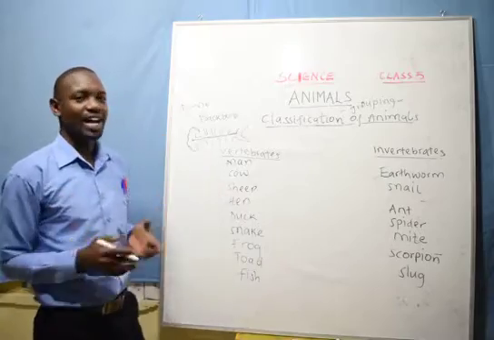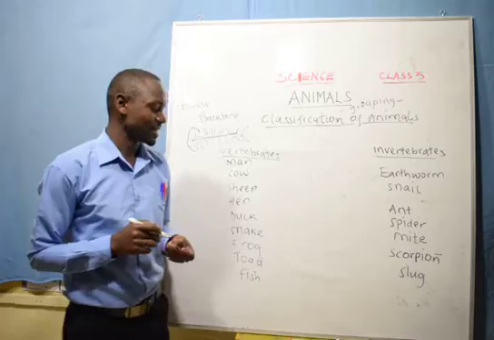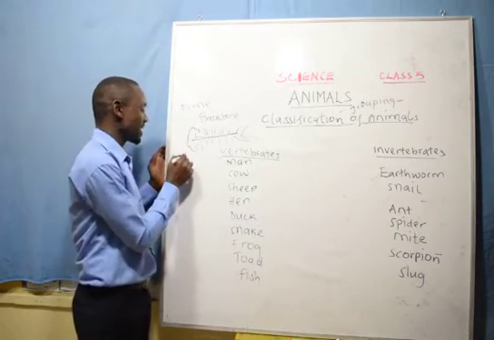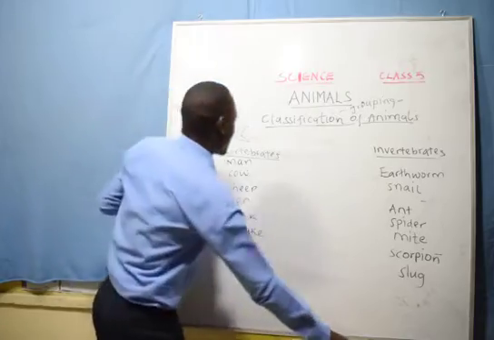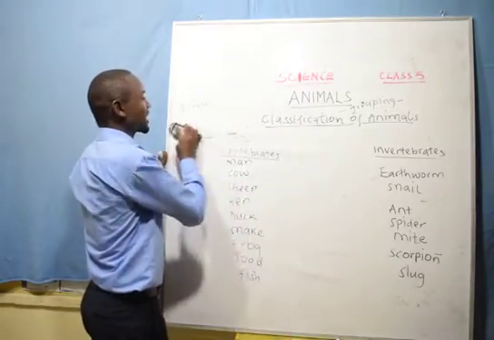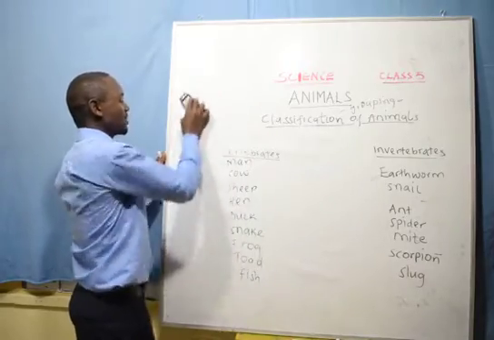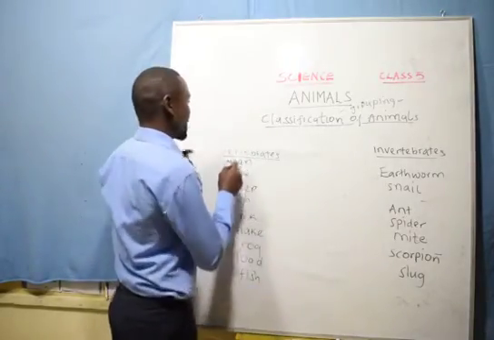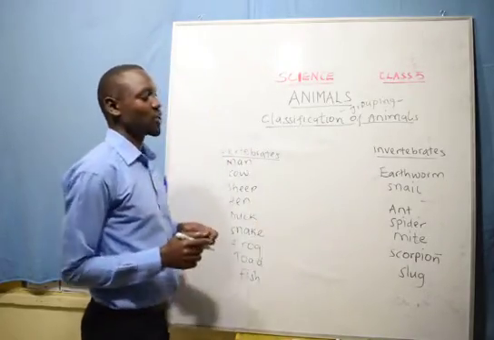Now, once you slaughter a cow, you realize that a cow also has its backbone. It has a very big bone that runs from the head all the way to the legs. That is what we call the backbone. So today we are classifying animals into two categories. One, we have animals with backbones, and animals without backbones.